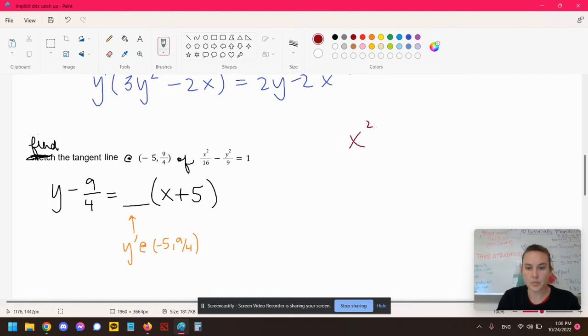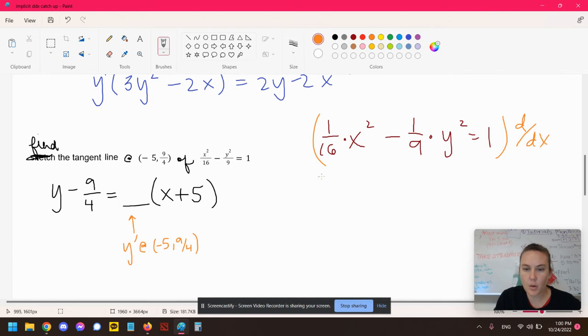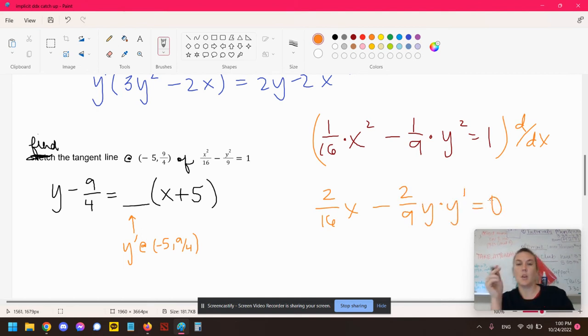Let's do it. This is my function. That's a y. And I'm going to write the denominator constant as just a total constant so I can see the power rule better. When I do the power rule here, I get 2/16 x minus 2/9 y times y prime, because every time we take derivatives of y with respect to x, we have to use the chain rule. And then the derivative of 1 is 0.